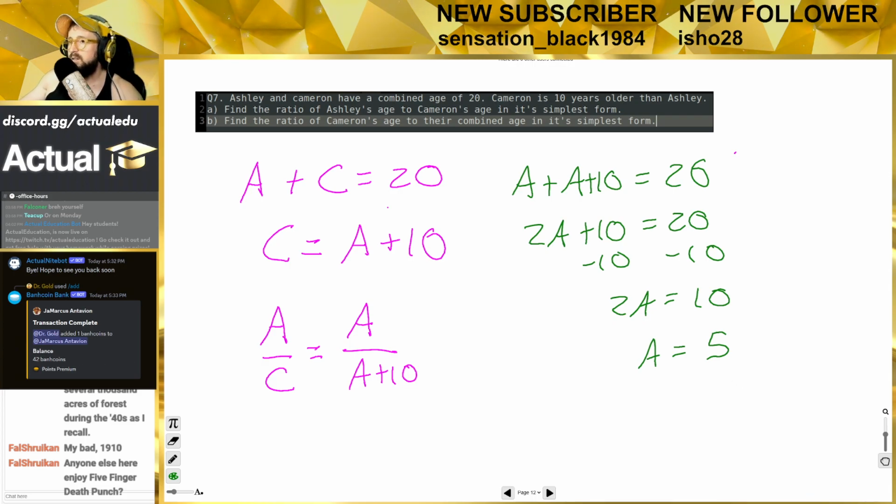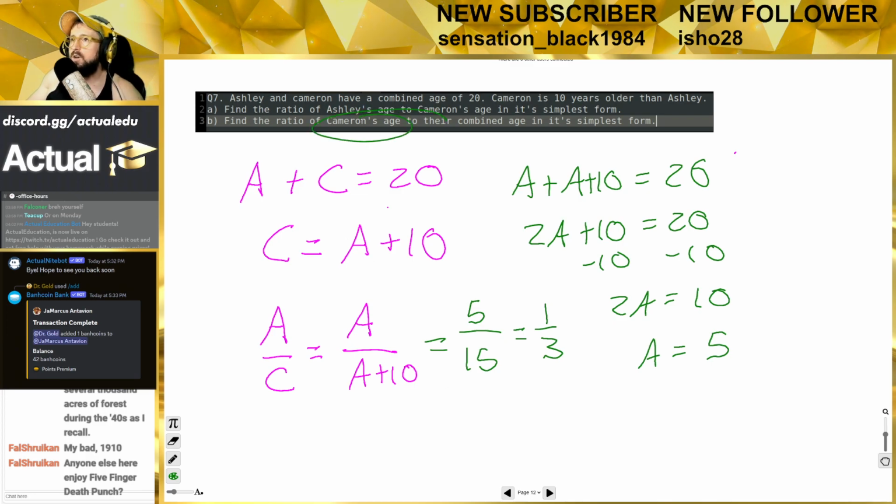Good. So then what is A over C going to be? 5 over... And then what's this now? 15. Yeah. And then we can simplify this. What's 5 over 15 in simpler form? 1 over 3. Yeah. Good. 1 over 3. Very good.